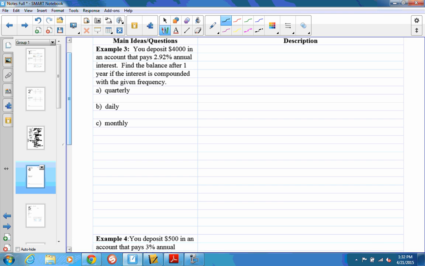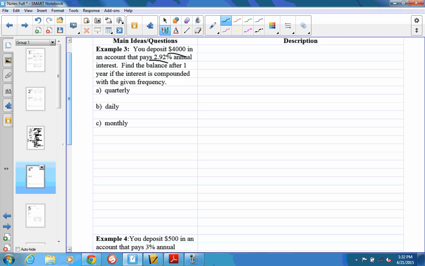You deposit $4,000 into an account that pays 2.92% annual interest. Find the balance after 1 year if the interest is compounded with the given frequency. So this is a fair problem that you would get. Usually this will just be one part, and I'll say it's compounded quarterly, tell me how much is in the account. We're going to split it up into A, B, and C.